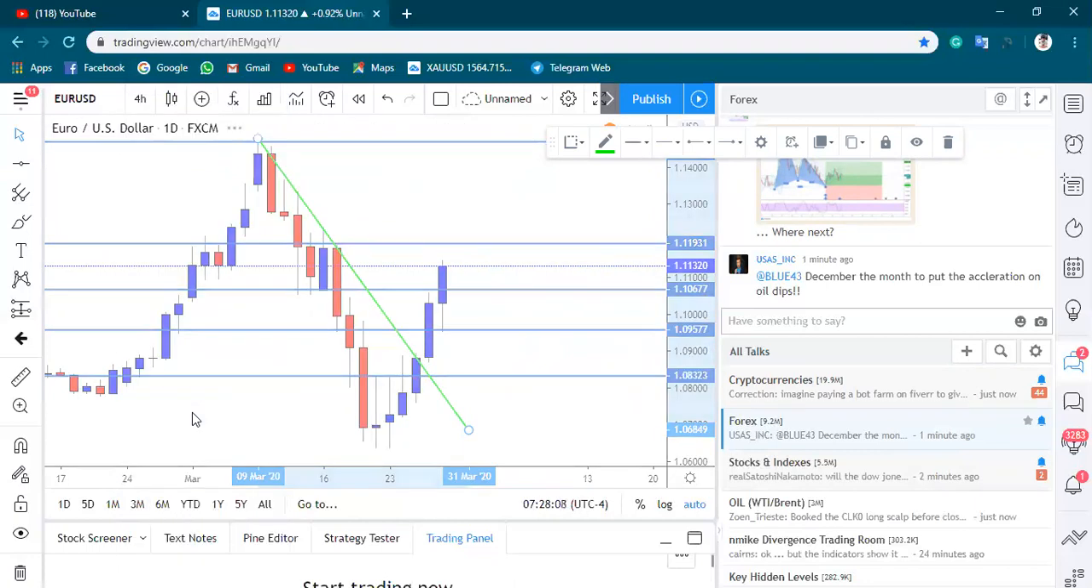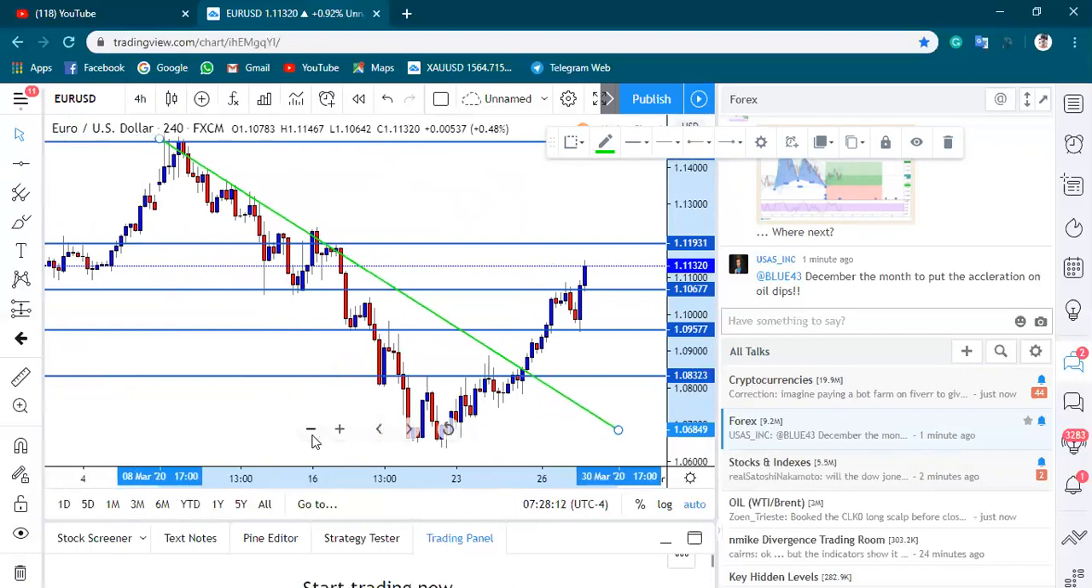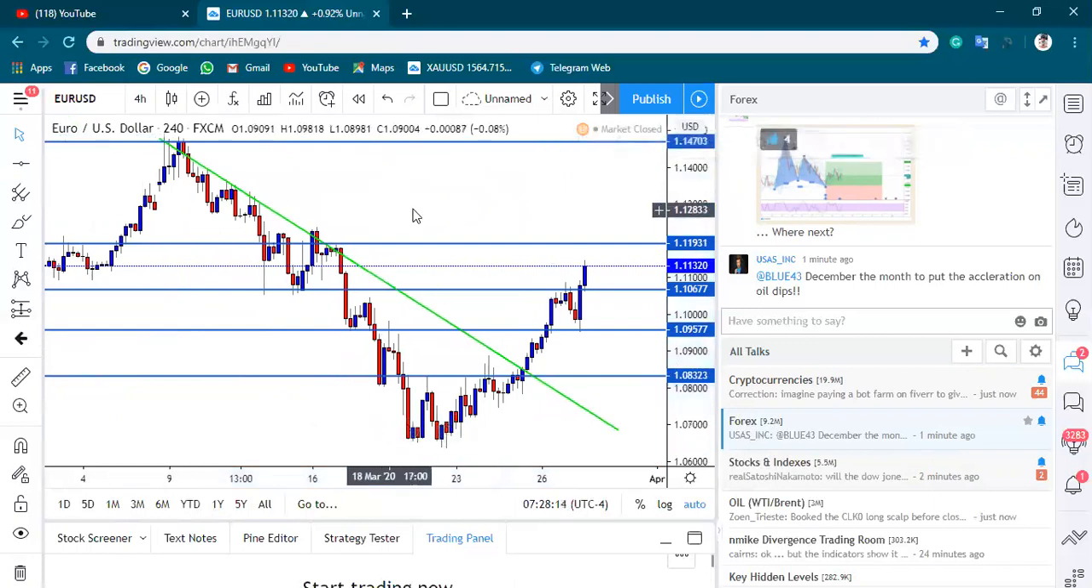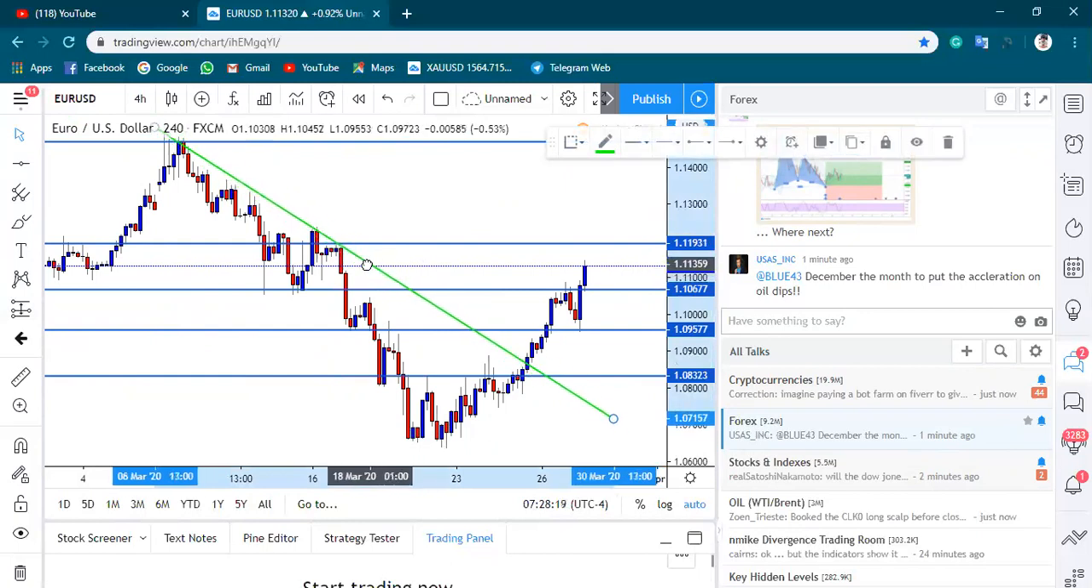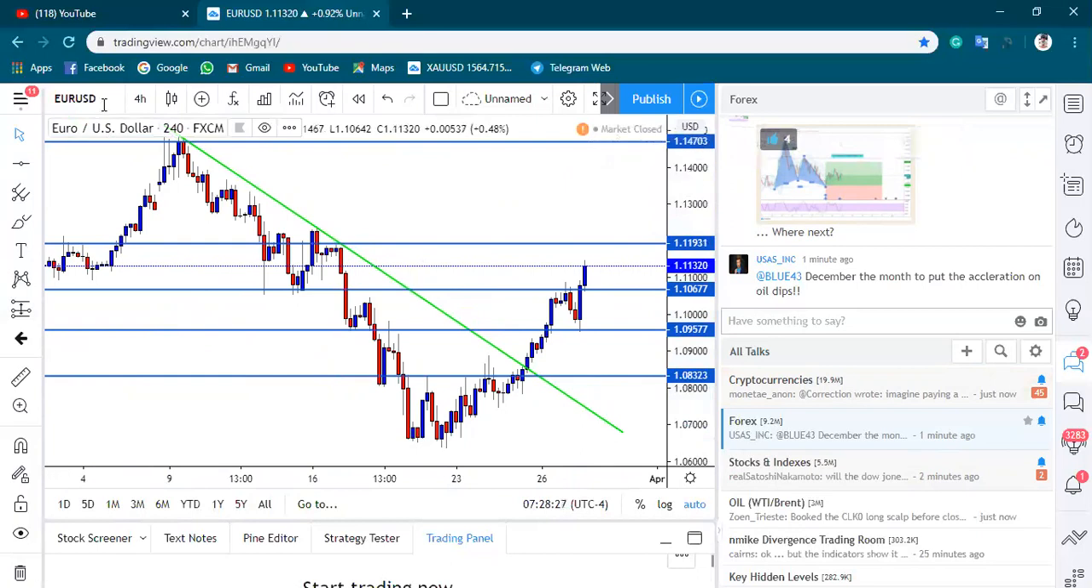In the 15-minute chart, in the 5-minute chart, you will risk a lot of money, but your gain will be very, very less. So that is why we traders focus on trading the higher time frames, which can give us a clear picture, a better picture. Okay, this is about Euro USD.